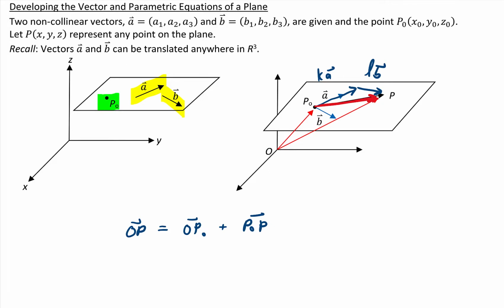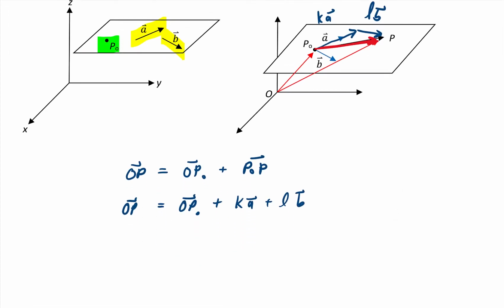So what we have is the following. If we want any point on the plane, point P, we're going to start with vector OP. And that is the same as taking our starting point, OP naught, and adding it to our 2 direction vectors. So K times vector A plus L times vector B. Now let's add our components.